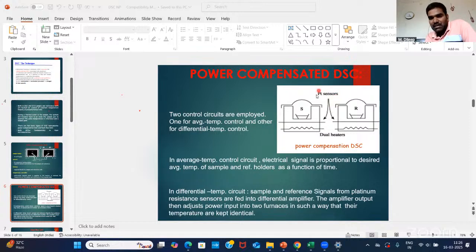That power is given to the furnace, so that one is heated at a slow rate, maybe the other at a high rate. If the temperature of the sample is low, it is heated at a high rate, so that it can come to equilibrium with the reference pan. The temperature between the sample and reference is kept identical.